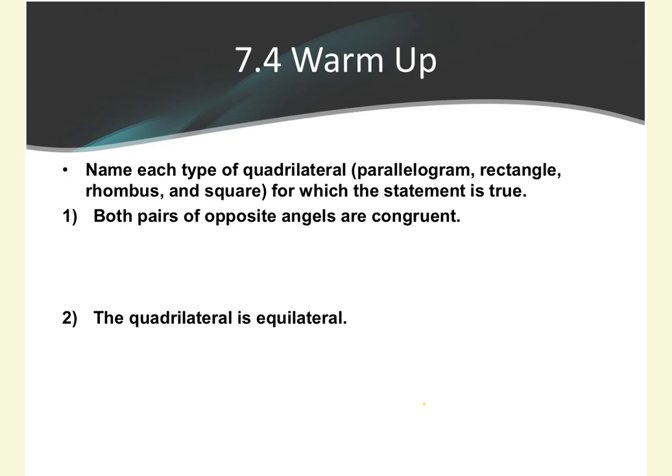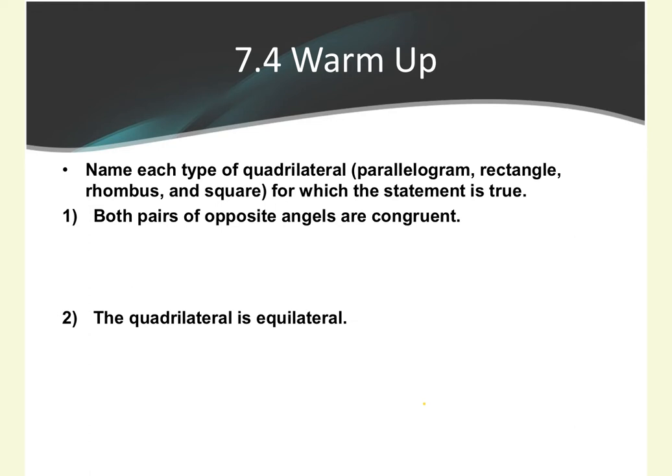So yesterday we talked about specific kinds of parallelograms: rectangles, rhombuses, and squares. We said that a rectangle is a parallelogram that has 4 right angles, a rhombus has 4 congruent sides, and the square is the combination of the two. In addition, we learned that rhombuses have perpendicular diagonals and diagonals that bisect opposite angles, and rectangles have congruent angles.